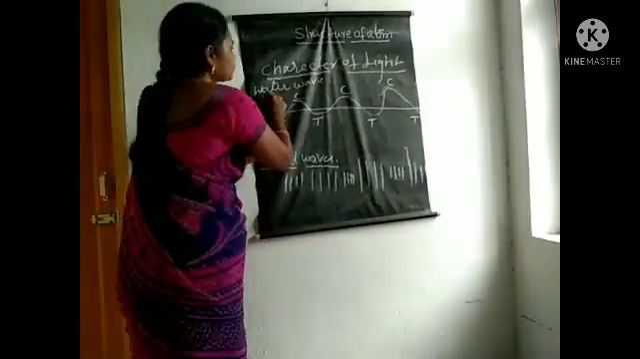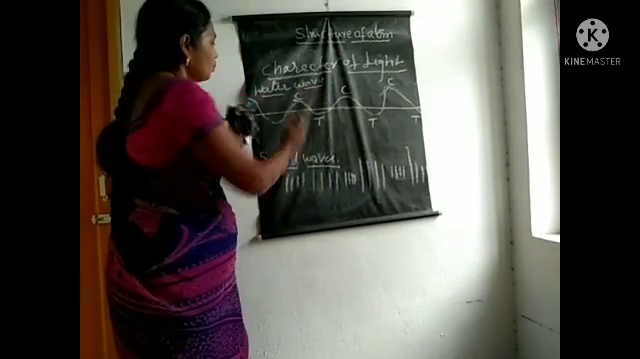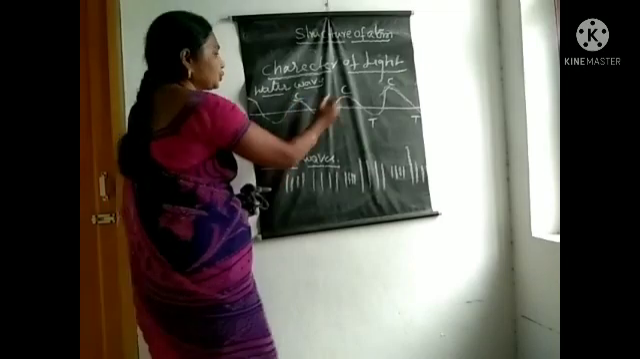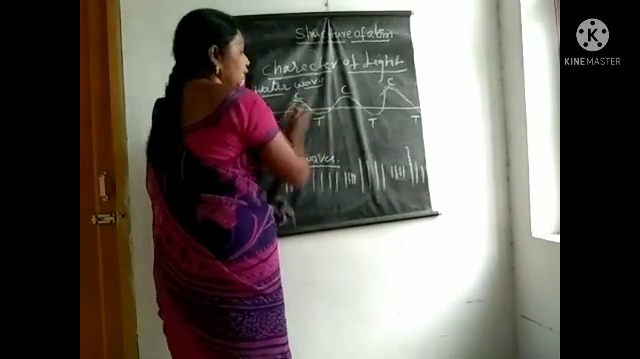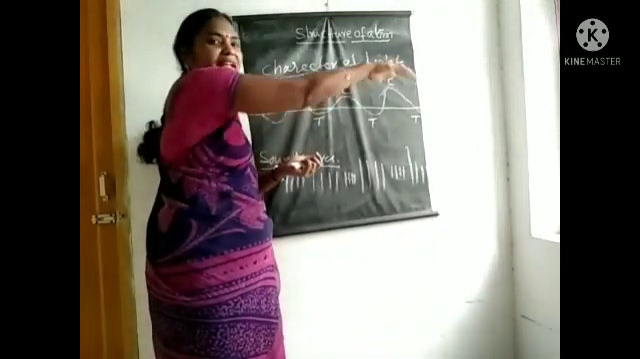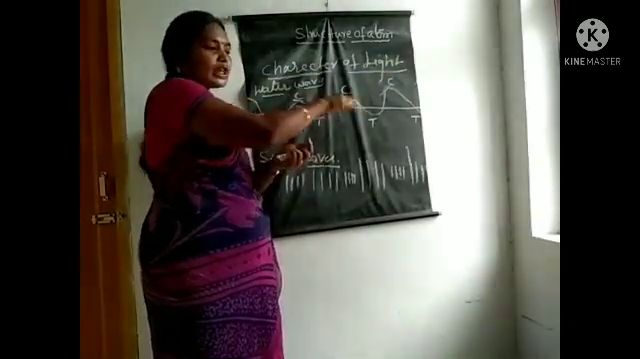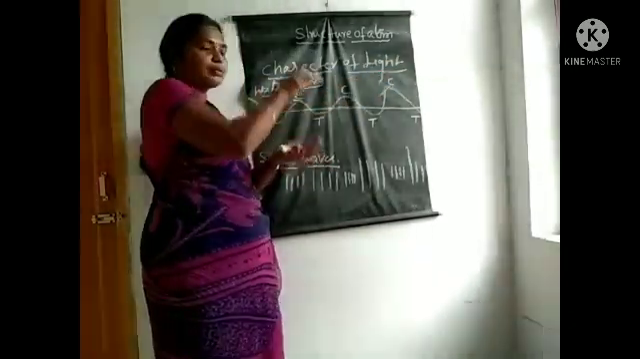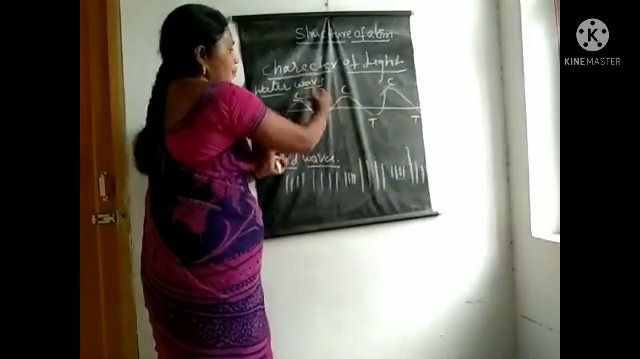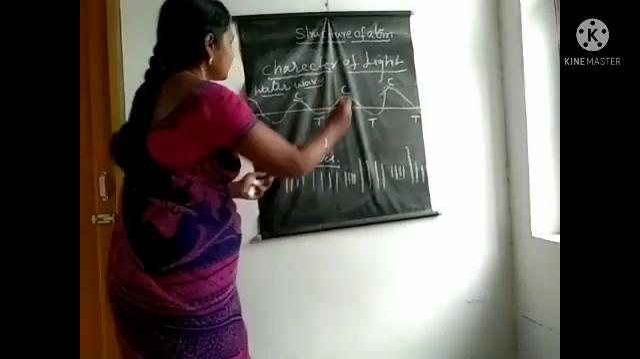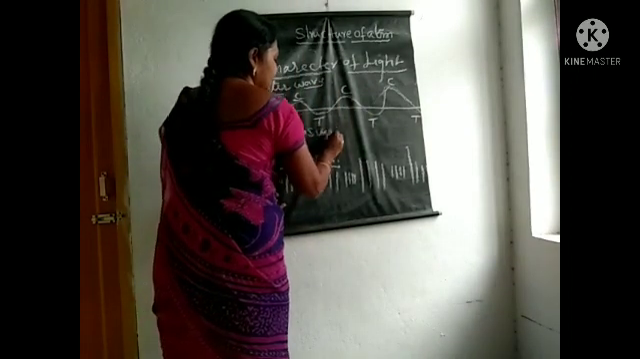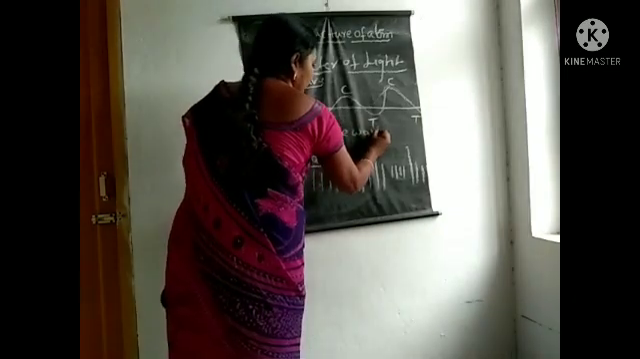In this water wave, the particles move perpendicular to the direction of the wave, like this. The particles move perpendicular to the wave. This is called a transverse wave.